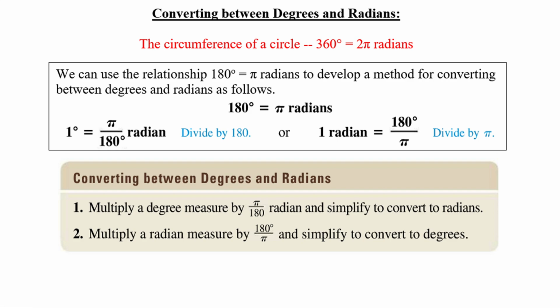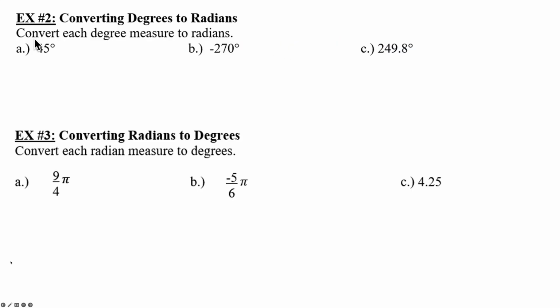So again, some people will say multiply a degree by pi over 180 radians and simplify to convert to radians. Multiply a radian measure by 180 degrees over pi and simplify to convert to degrees. So let's look at some examples here. Converting 45 degrees to radians, multiplied by pi over 180. Again, I want the degrees to cancel. And 45 goes into 180 4 times, so this is pi over 4 radians.